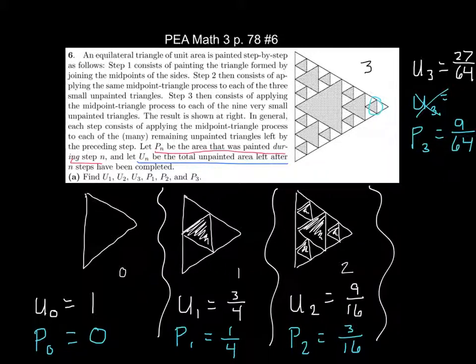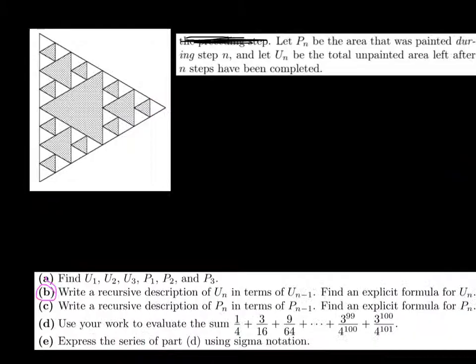Okay, now we're looking at B here. Write a recursive description of U sub n in terms of U sub n minus 1. So, hopefully we remember what a recursive description is. What is a recursive description?